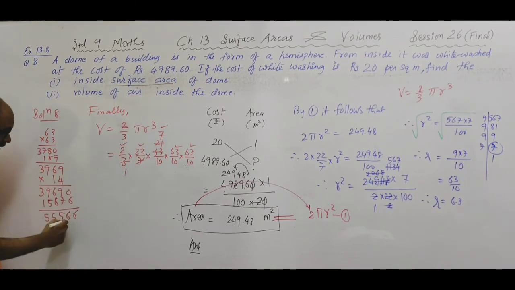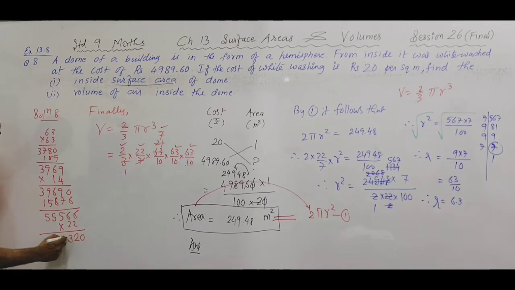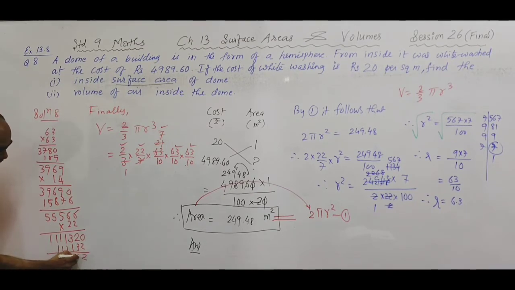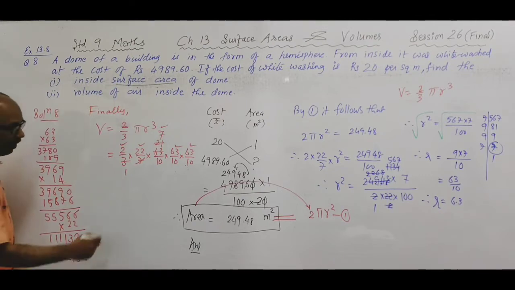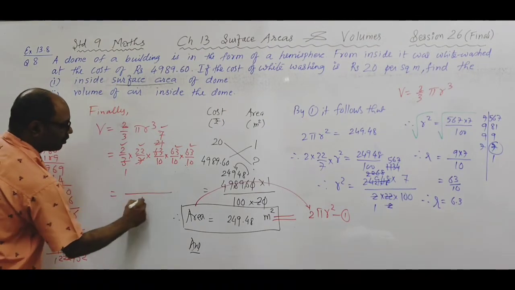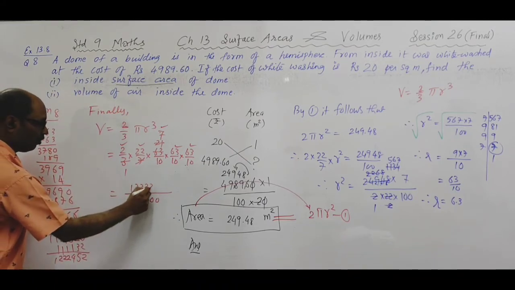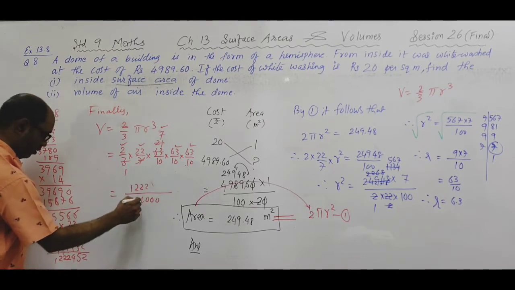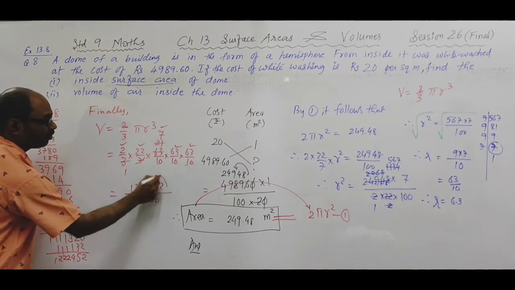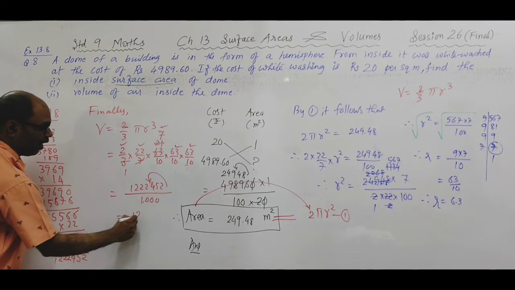Multiplied by 24 by 0. 12, 13, 11, 11, 11. 1, 1, 1, 1. 3, 2. 2, 5, 4, 2, 2, 2, 1. And divide by what? 1000. Divide by 1000. So 1, 222, 4, 5, 2. So 3 places of decimal.